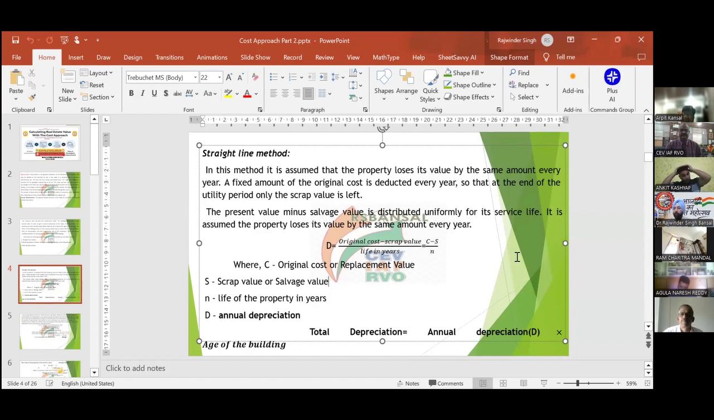But generally, in the books, they use 10% for load-bearing structures and up to 40% for steel structures. Okay, sir. Thank you. But there is no hard and fast rule. It is for you to decide for that particular type of building. This is where your expertise will come into play. Okay, this is the first method, which is the straight line method.